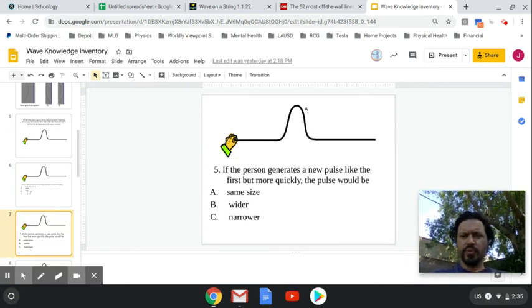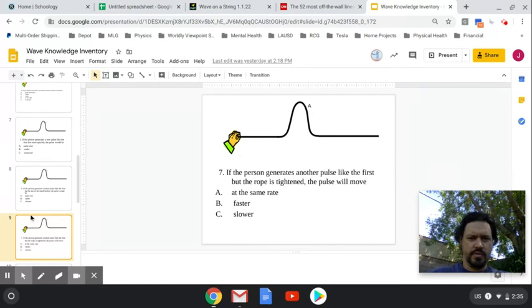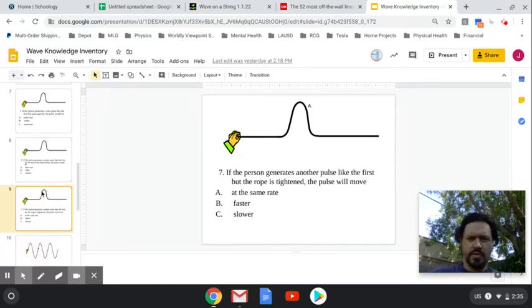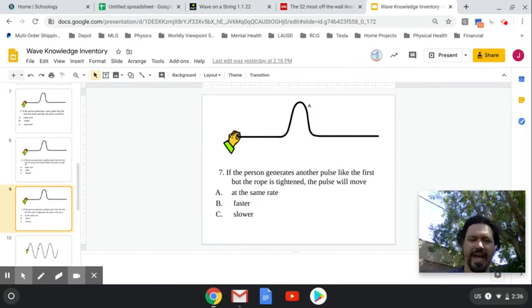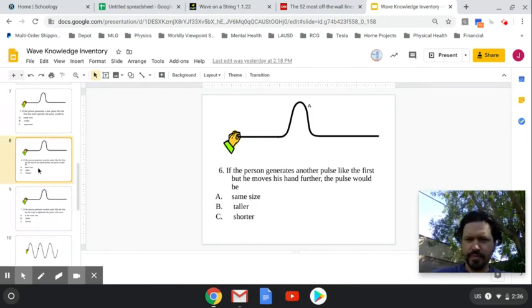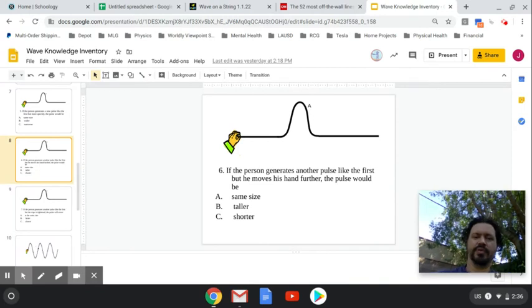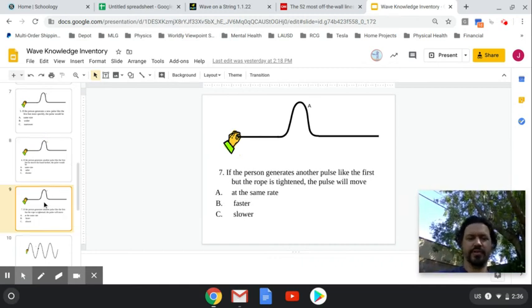So if you did a new pulse, but it was quicker, it would be narrower, tighter, this way. If you tighten the rope, and you can try this with a little necklace, if you make it loose, the wave is wide. But the wave moves slowly, I should say. If you tighten it, the wave moves fast. Did I skip one? I did skip one. So for number 6, if you move your hand further, so a bigger whip, the pulse would be taller. Now, if we pull it tighter, it goes faster.